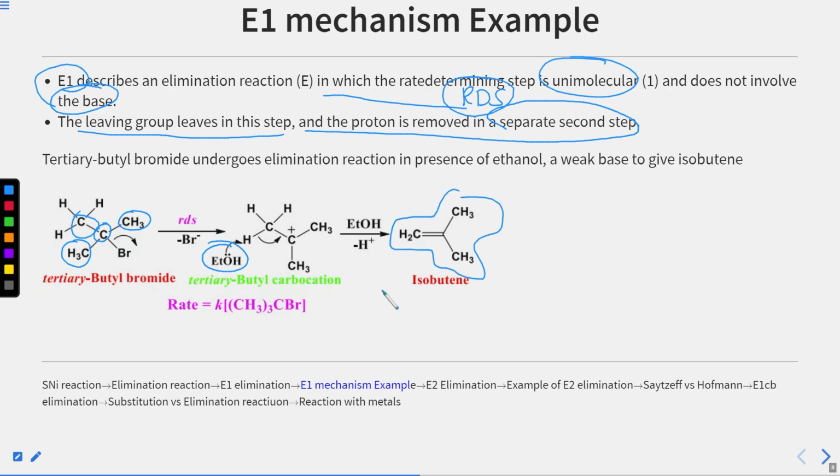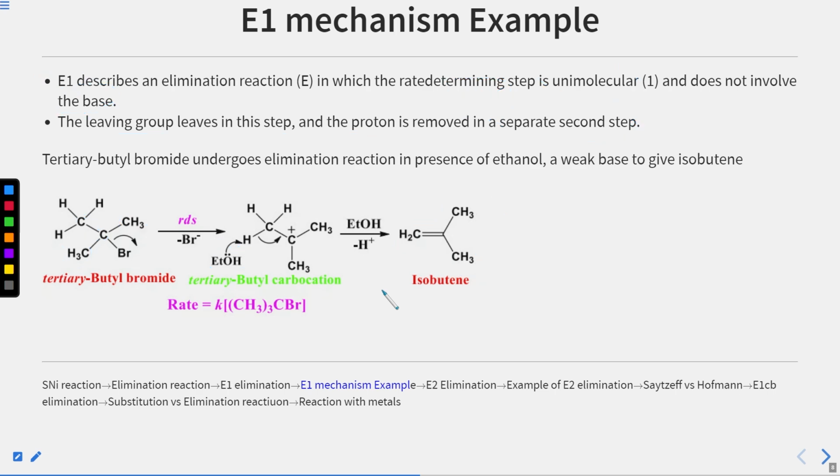It will abstract this proton and it will give you your alkene, that is isobutene. So is this clear to you? You can see very clearly that this reaction is occurring in two steps. First of all is the RD step, and that is the slowest step, and the second is the removal of the proton. Now if I try to write the rate law, then it would be given as rate equals k multiplied by the concentration of your substrate only, because it is a unimolecular reaction. So this is all about E1 elimination.